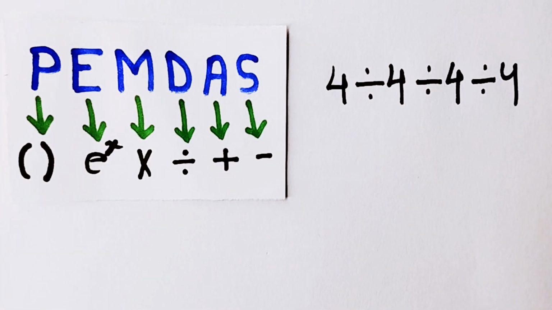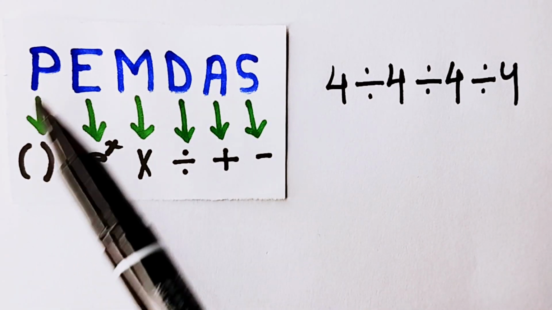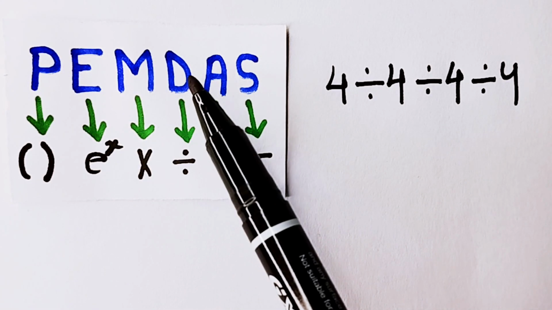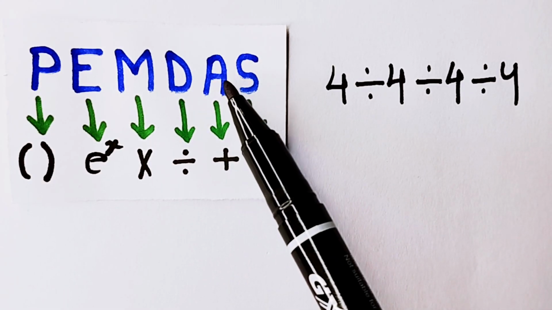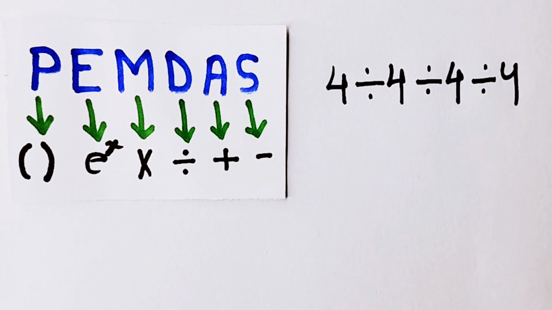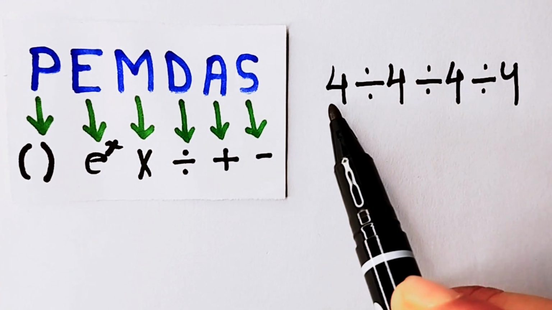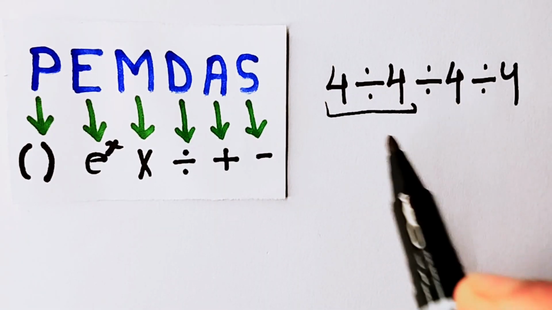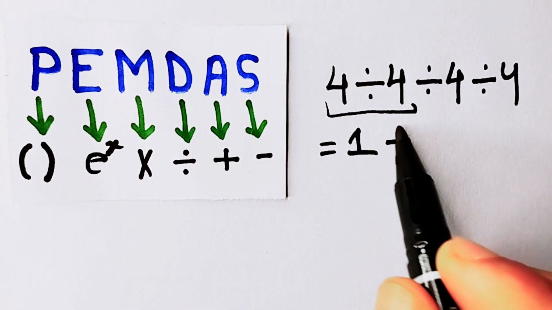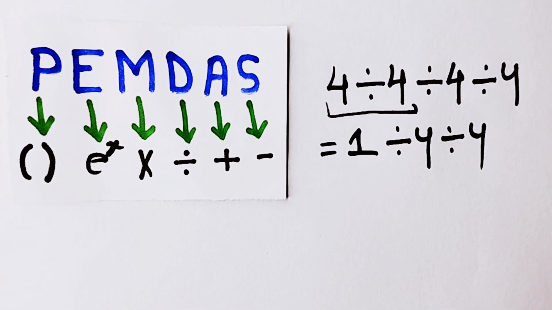Okay, now we should follow a specific procedure. We know PEMDAS: P means parenthesis, E means exponent, M means multiplication, D means division, A means addition, and S means subtraction. So first of all, we should do the first term. Okay, so 4 divided by 4 equals 1, divided by 4 divided by 4.